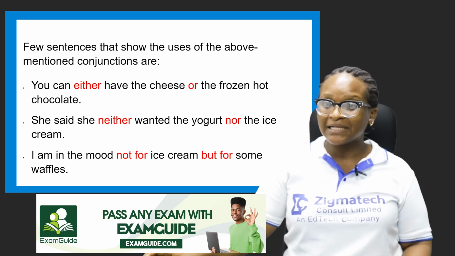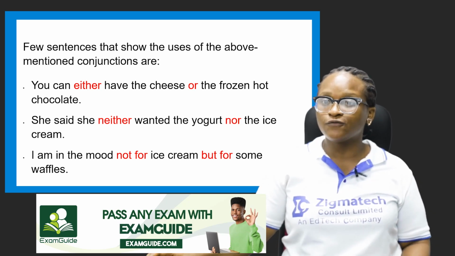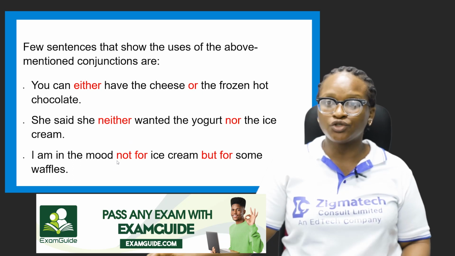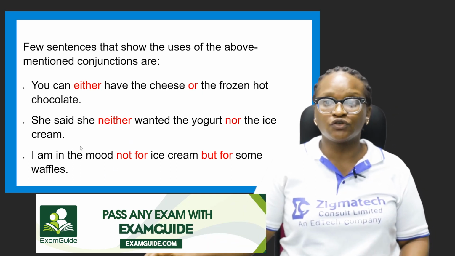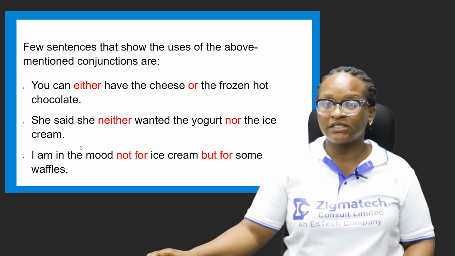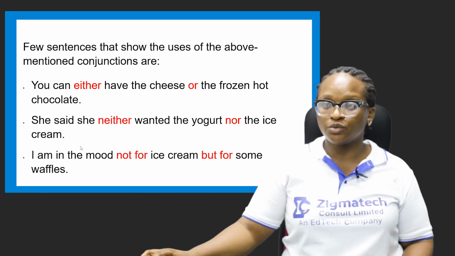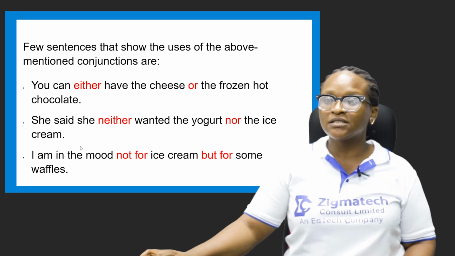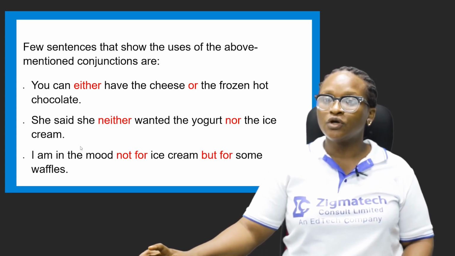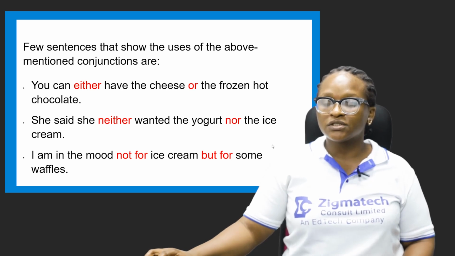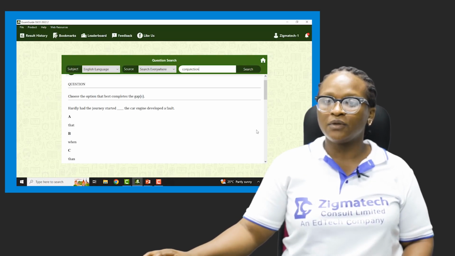So that's that. We remember I said we have some other examples. I've mentioned some examples of the correlative conjunctions. You can try using them in sentences and see how it works for you. All right, so that is that. We'll want to go to our Examguide app to check one or two questions that will possibly answer from past questions.